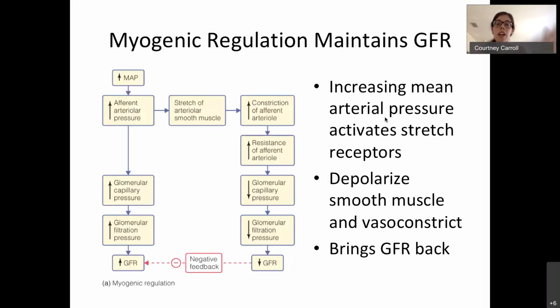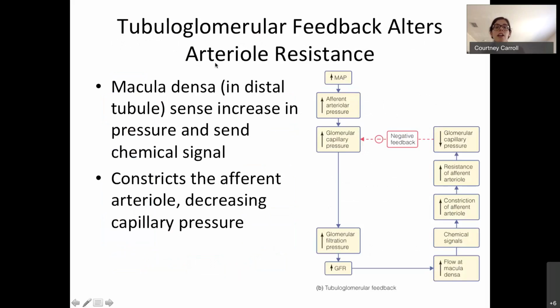So vasoconstricting the afferent arteriole, we call that myogenic regulation. An increase in mean arterial pressure is the trigger for that. The other thing that happens when you have an increase in that mean arterial pressure, an increase in that MAP, is the macula densa cells respond.